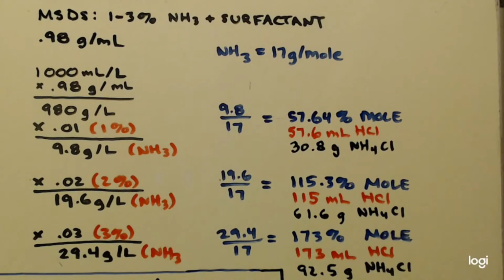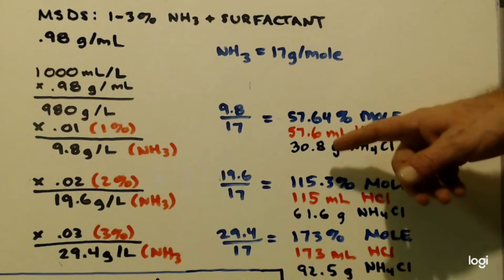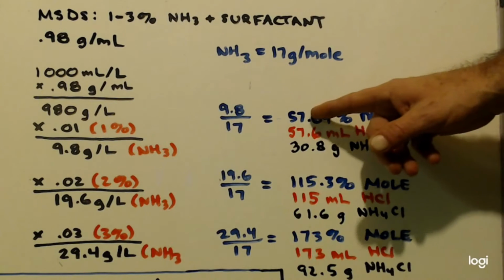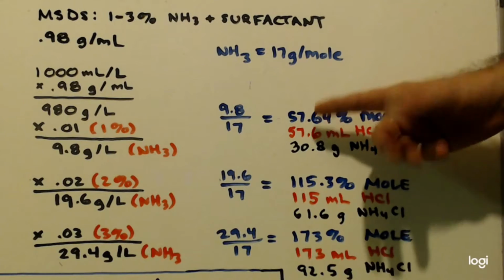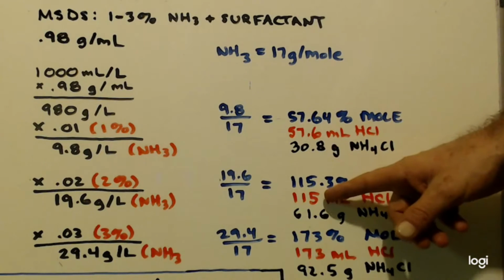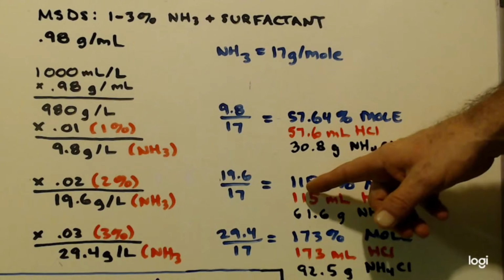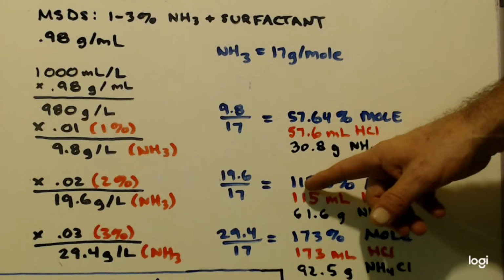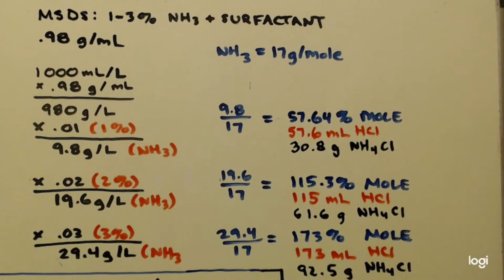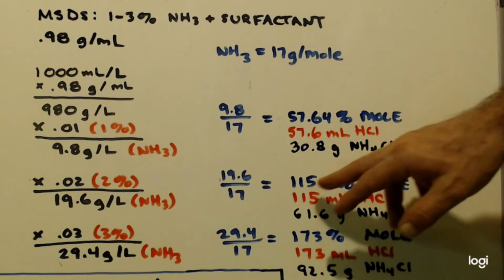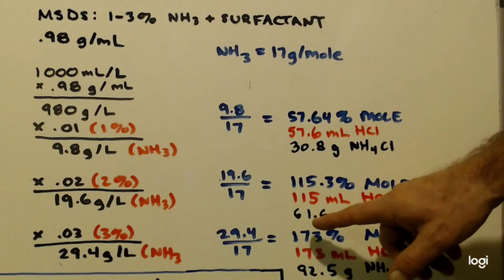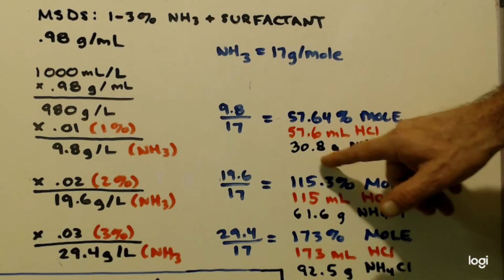Now the ammonium chloride is 53.5 grams per mole. So I just took that 53.5 times 0.57, or 57%. Same down here. I took that 53.49 and I times it by 1.15, or 115%, and that's how I got my yield that I should get.